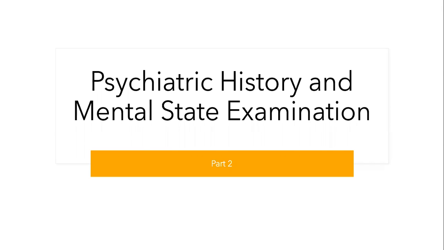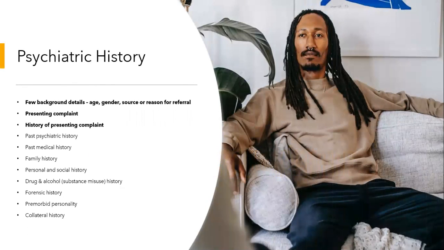Psychiatric History and Mental State Examination, Part 2 of 4. In the last section, we talked mostly about the presenting complaint and the history of presenting complaint. In this section, we're going to talk about the past psychiatric history, the past medical history, the family history, the personal and social history, the drug and alcohol or substance misuse history, the forensic history, the premorbid personality, and the collateral history.